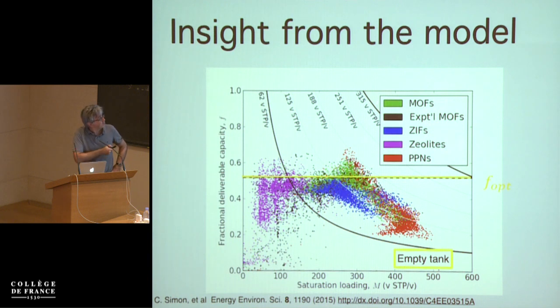Every dot is a material, and this is the DOE target. This is the best material we could find, which has a deliverable capacity in DOE units of about 200. Well, the target is 350. This is basically an enumeration of all the current chemistry we know about these materials in this materials genomic approach. And based on our conclusions, you can get to 70% of the target, but not higher. If you want to go higher, you need to do something completely revolutionary different. And we don't think that exists.